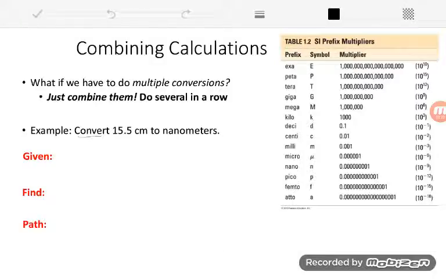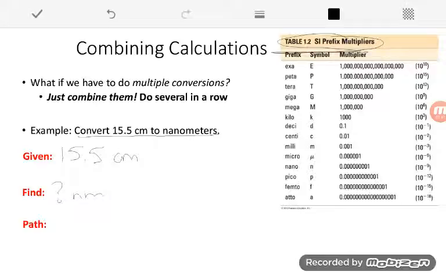So let's do this again. Now we want to convert 15.5 centimeters to nanometers, and I've included this table here to help us pick out any conversion factors we need. Well, I know I'm given 15.5 centimeters, and it wants me to find nanometers. Now, right off the bat, it looks like I don't have enough information, but that's why I say, oh, I have this table, so let's use it.